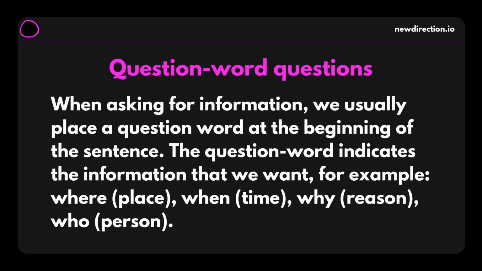For question word questions, when asking for information, we usually place a question word at the beginning of the sentence. The question word indicates the information that we want. For example, where pertains to place, when pertains to time, why pertains to reason, and who pertains to a person.